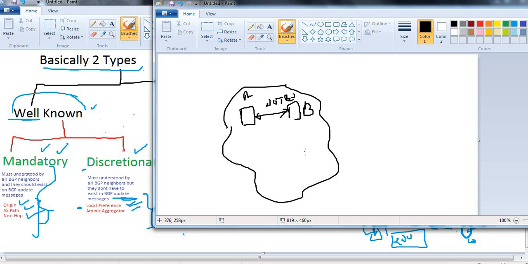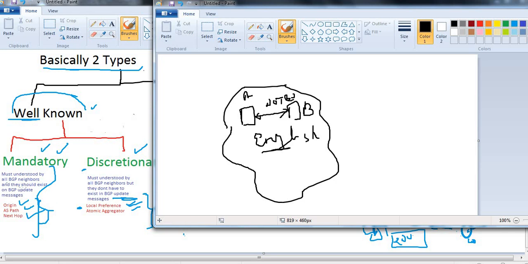Okay, the mandatory attribute we could compare as: they should know a language to communicate between each other. So let's say they know English. Both of these should communicate via English. They should understand this language and they should also write notes in English. This is nothing but your mandatory attribute.